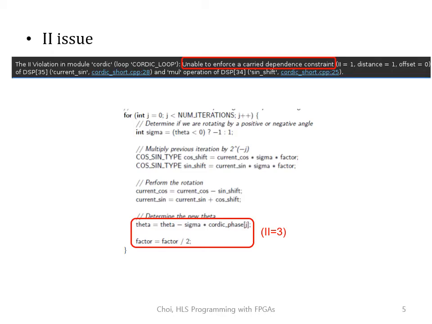If we look at the synthesis log, the reason is pretty much the same as before. It is due to the loop carry dependence on the variables current sign, data, and factor. It's good that the II reduced from 15 to 3, but it's not quite there yet. So let's try to optimize the C implementation so that we can bring it down to II equals 1.